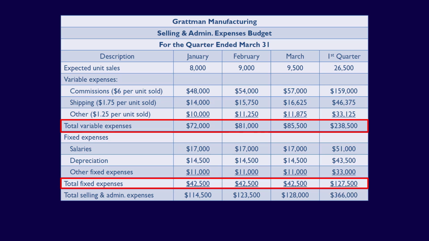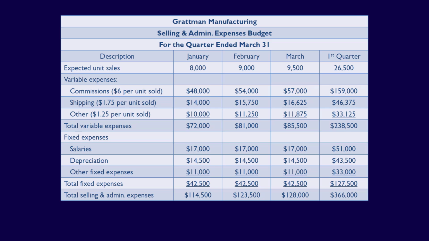And for the first quarter, $238,500 plus $127,500 is equal to $366,000. That's it. We've now completed the selling and admin expenses budget for Gratman Manufacturing.